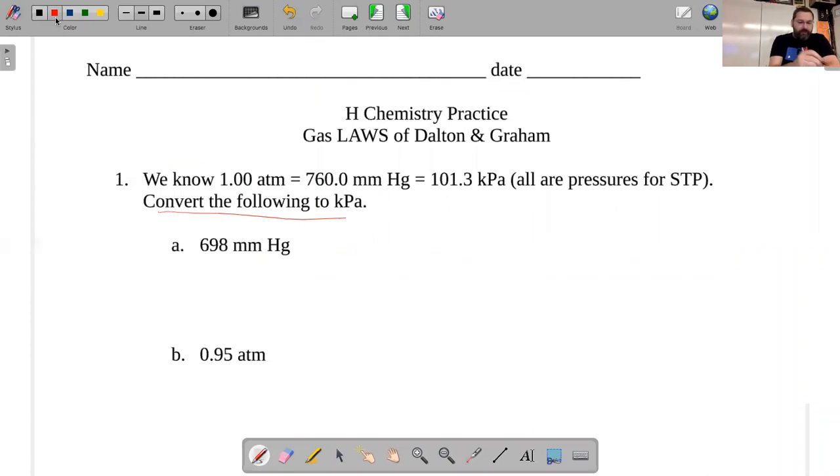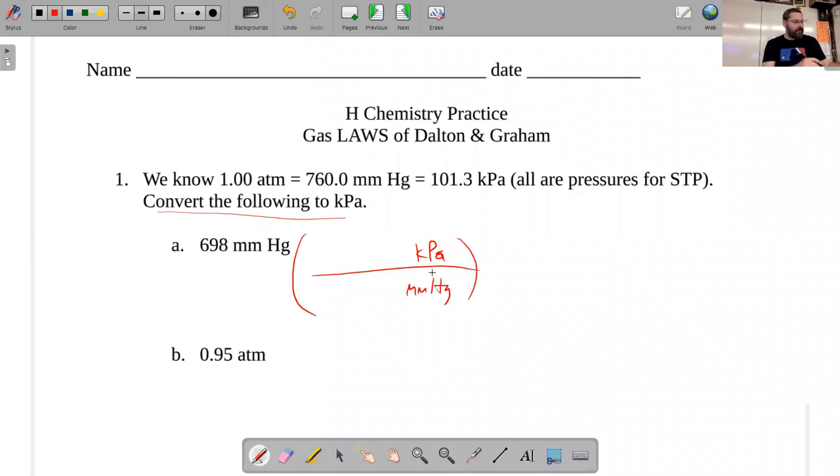You can convert by using a conversion factor where the numerator and denominator are equal in value, and these are all equal pressure units. 1 atmosphere is the same as 760 millimeters of mercury. It's about 101.3 kilopascal. If we want to convert from millimeters of mercury to kilopascal, millimeters of mercury has to go in the denominator, kilopascal has to go in the numerator. And the numerator and denominator of a conversion factor always have to be equal in value.